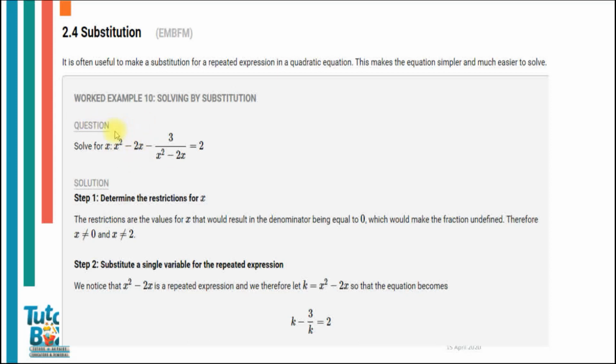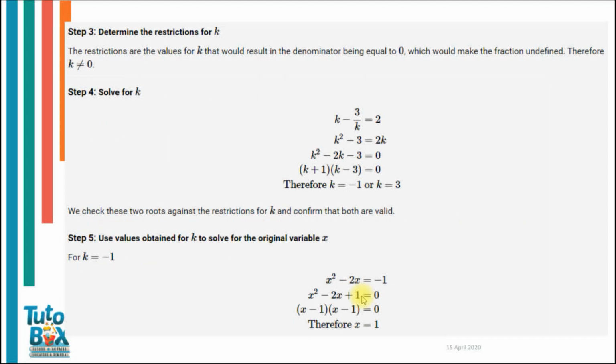So step 2, you substitute a single variable for the repeated expression. We have a repeated expression, so always check: do you have a repeated expression? If you do, simply use substitution. Substitution is your guy for this part. So you're going to let k be equal to that, so that the equation becomes k minus 3 over k is equal to 2. And now you know how to solve this.